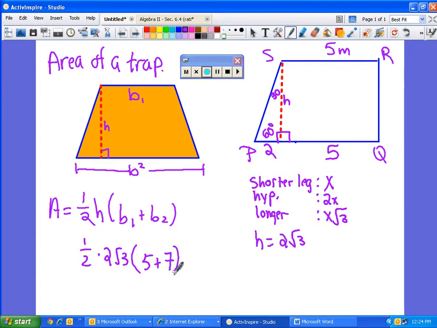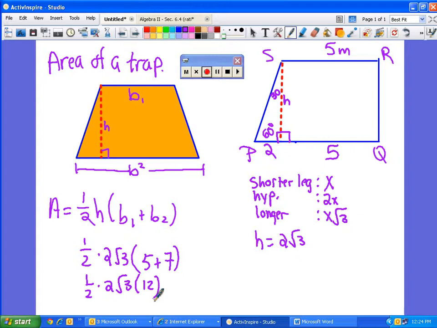Okay. Eve, what would you do next? Here's all the stuff I got. What was the next thing you would do to solve this problem? That's what I would do too. So I do 1/2 times 2 times the square root of 3 times 5 plus 7 is 12.